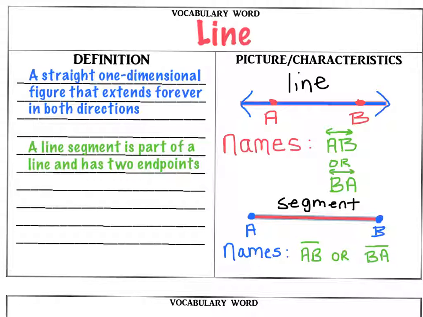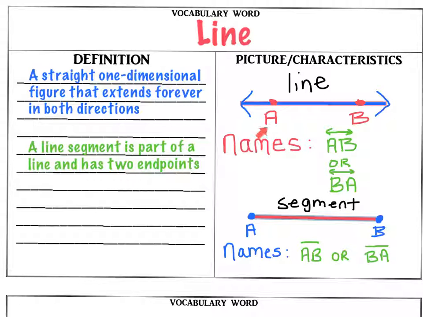So our first vocab word is line. And a line is just a straight, one-dimensional figure that extends forever in both directions. So if you look at this, this is a line. Notice the arrows? That shows that the line will go on in both directions forever. Okay, and there are points on our line. In fact, the line is made up of an infinite number of points, but here we have 2 points that are labeled A and B.